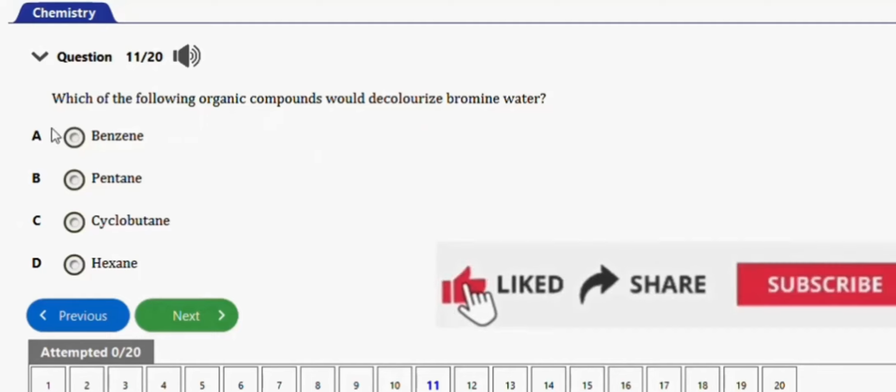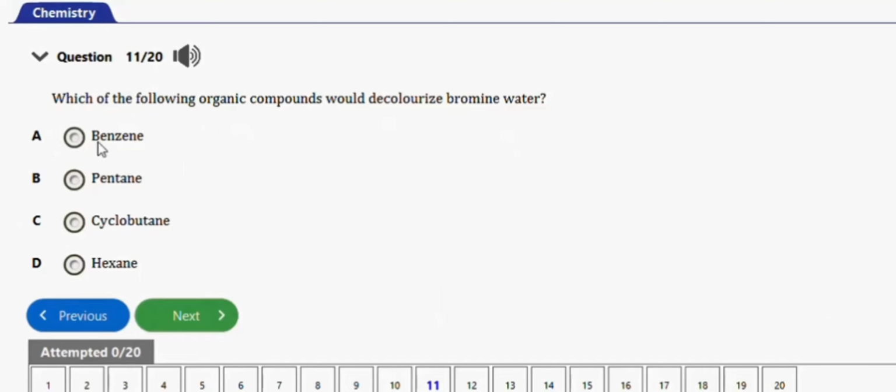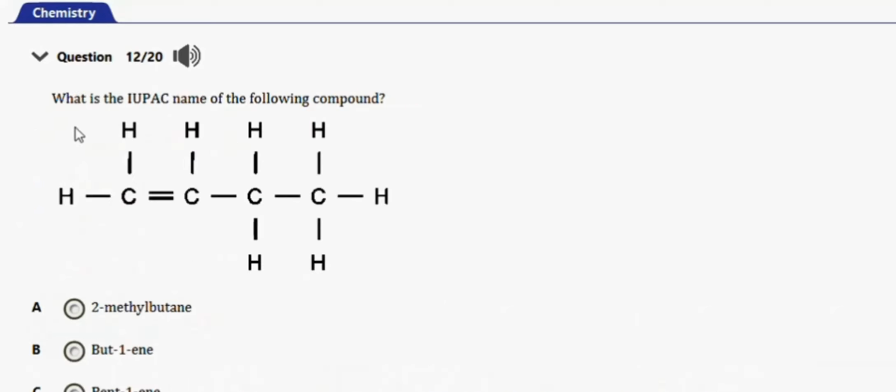Really appreciate this. So this question says, which of the following organic compounds would decolorize bromine water? So the right answer is benzene. Alright, option A. That is for this question. The next question is this one, it says, what is the IUPAC name of the following compound? So this is our butan-1-ene. So if you check, we have 3 carbon atoms here. So this shows that it is already butene. So this is but-1-ene. Alright. So that is for this question, and this is an alkene and not an alkane. So it's but-1-ene, guys.